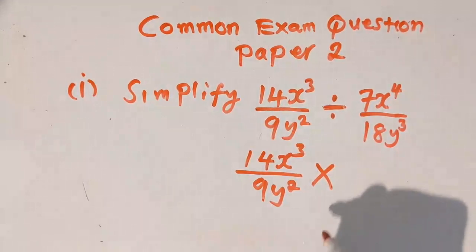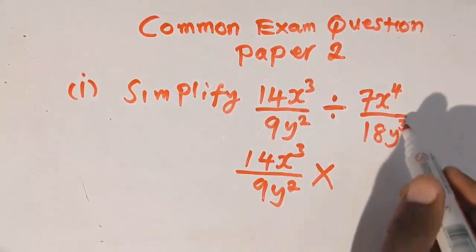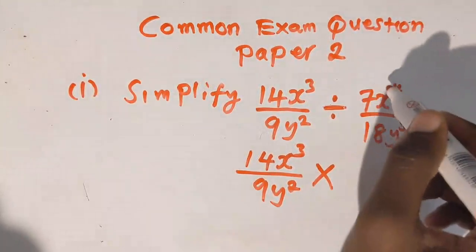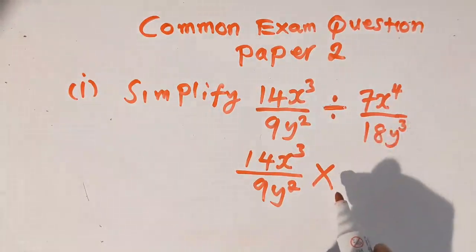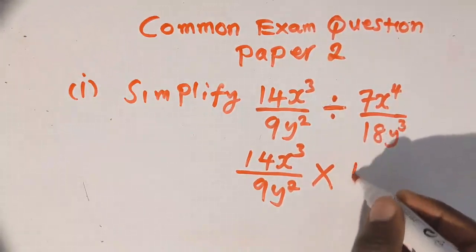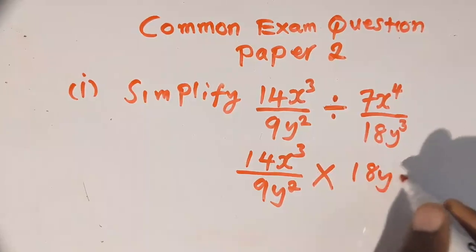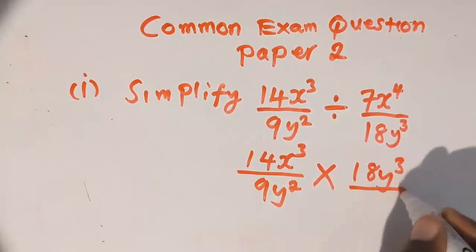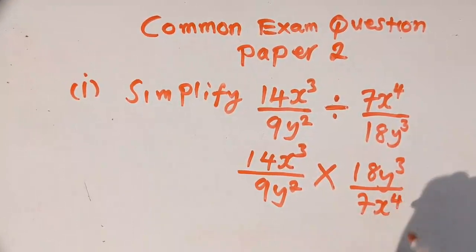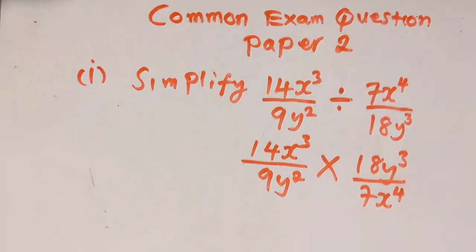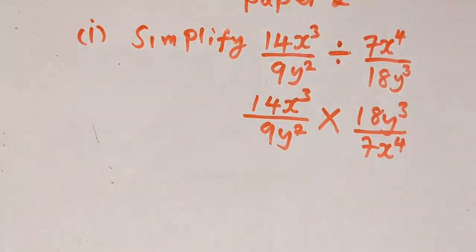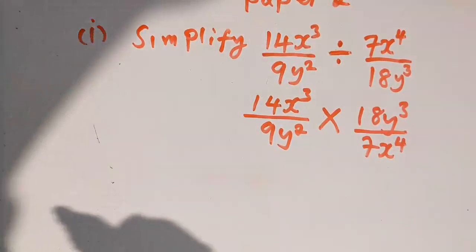Multiplication, right? And when it changes to multiplication, this which is here goes up and that comes down. That is what it does. So this will be 18y to the power 3 over 7x to the power 4. Whenever the division sign changes to multiplication sign, that is what happens.